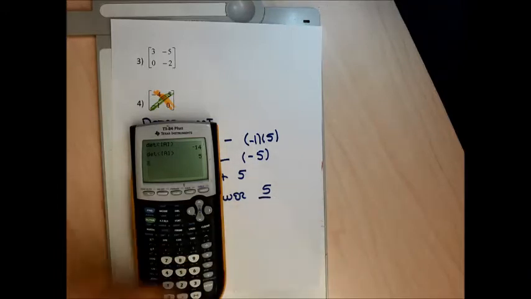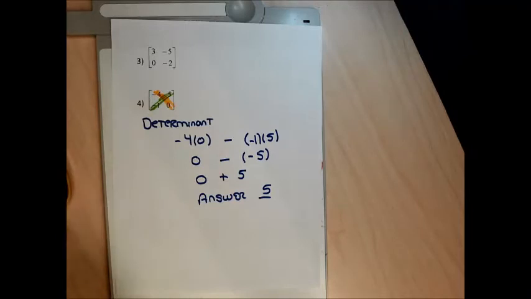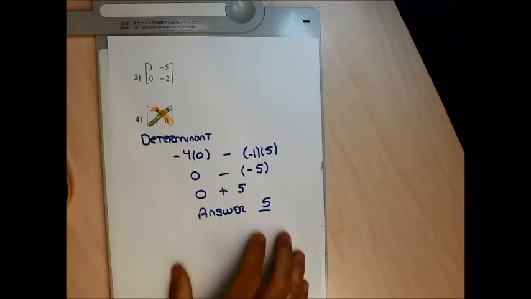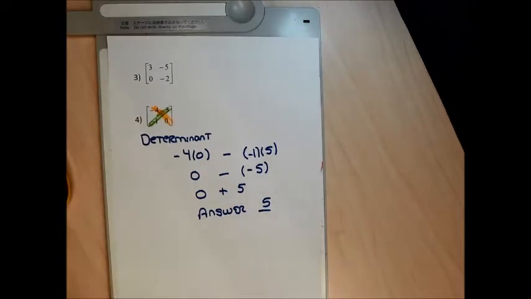Again, finding the determinant of a 2 by 2 matrix is so easy to do by hand that I probably wouldn't use my calculator.